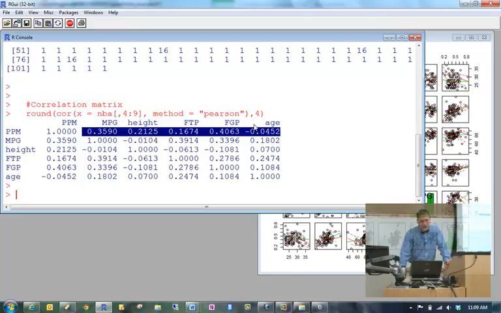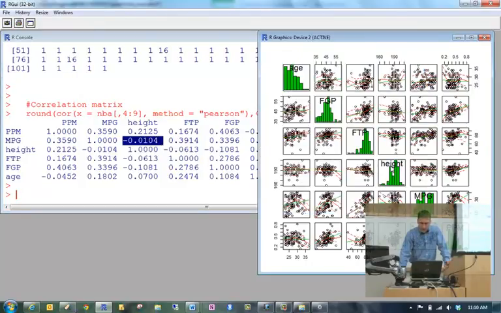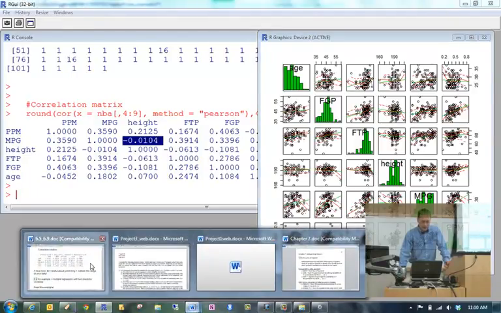Just to give you a sense of what this means, let's take a look at height and MPG. I have a correlation of negative 0.01, suggesting there's not much of a relationship at all. Let's see if that comes out on the plot. So minutes per game and height. It's where my mouse is right here. This is the corresponding scatter plot. Notice that it's pretty much a random scattering of points, and the regression model is pretty much flat, horizontal. That is reflected in this correlation. Any questions?